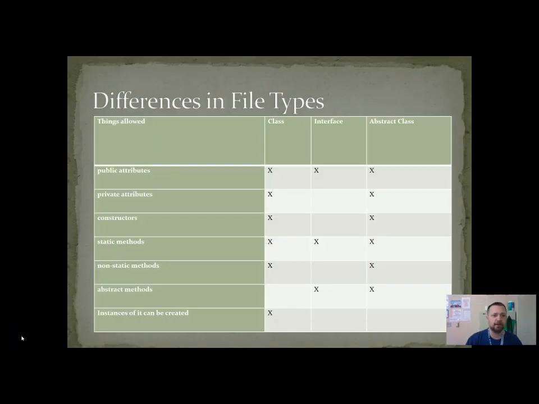Differences in file types. A class can store public attributes, private attributes, it can have constructors, static methods, non-static methods, and you can create objects from a class. The only thing a class cannot do is have abstract methods, because when you add abstract methods to something, it means it's not a fully formed idea, and you can't create objects from them. So classes can't have abstract methods. Interfaces can have public attributes, static methods, and abstract methods. That's it. You can't put that much code in an interface.